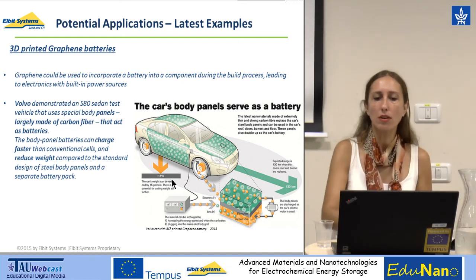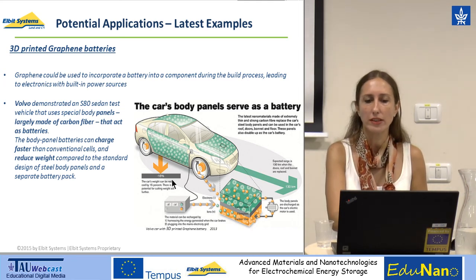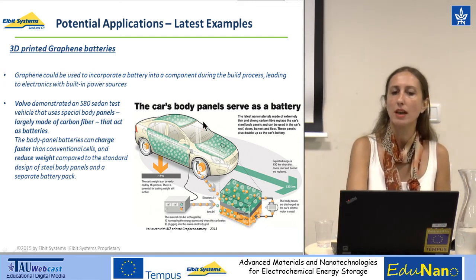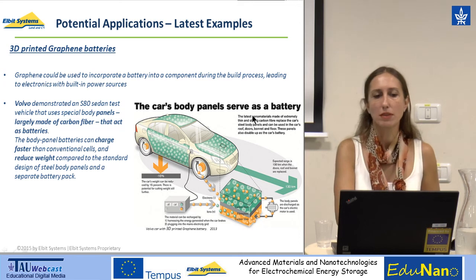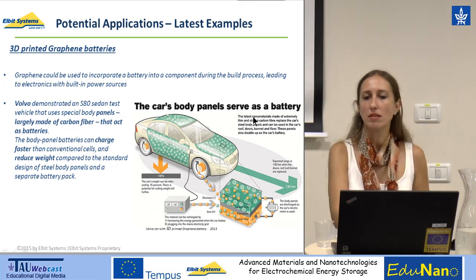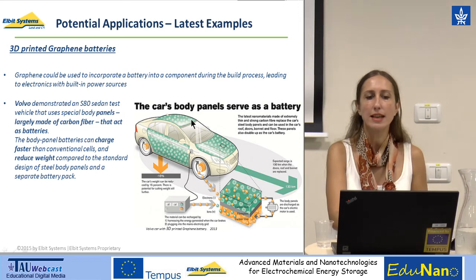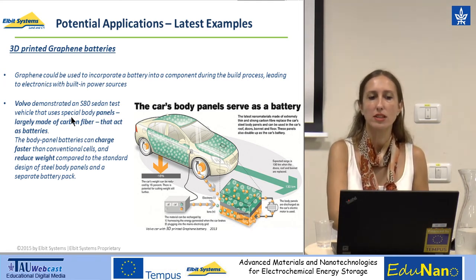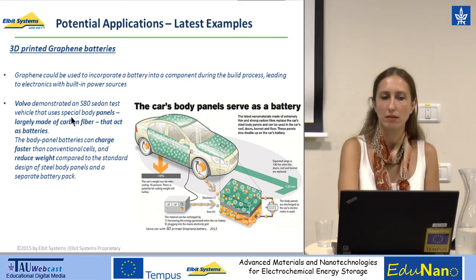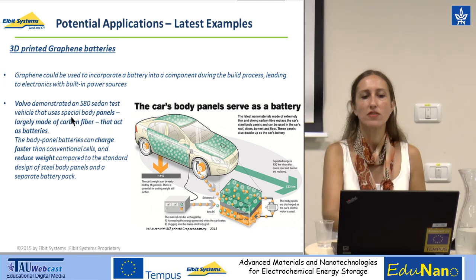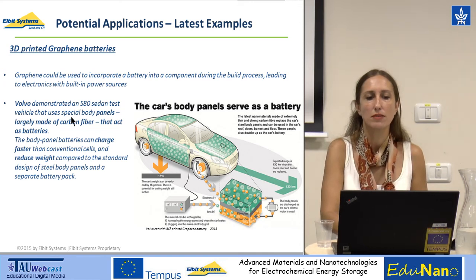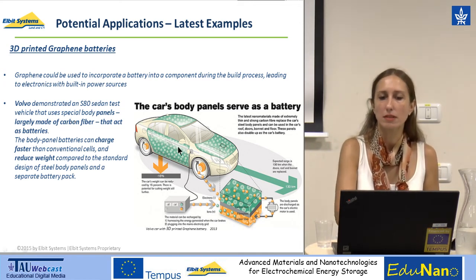For example, Volvo demonstrated in 2013 a Volvo car with 3D printed graphene battery. The car's body panels serve, for example, as a battery. And what is specific in this S80 sedan test vehicle is that Volvo demonstrated special body panels that are largely made of carbon fiber that act as batteries. So the body panel batteries can charge faster than conventional cells and reduce the weight compared to the standard design of steel body panels with a separate battery pack.